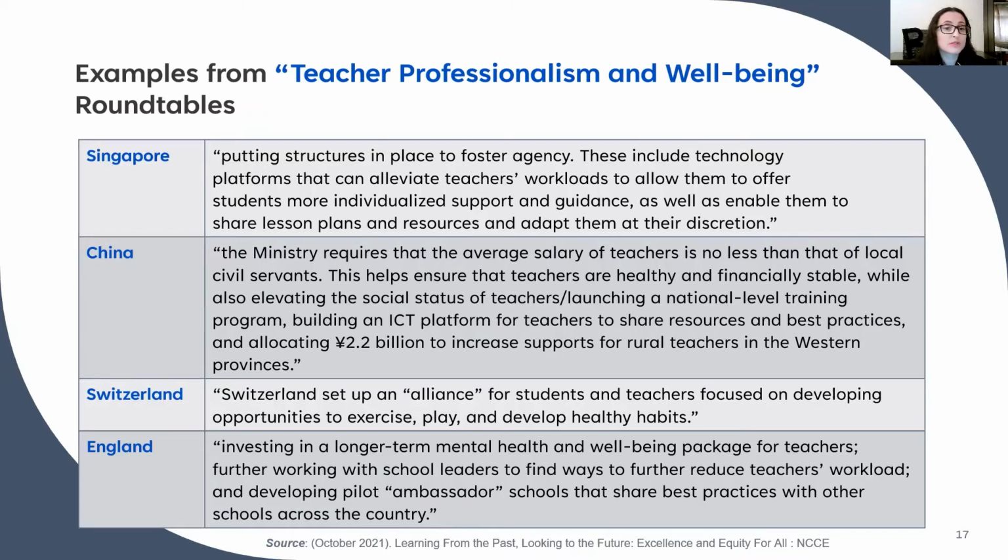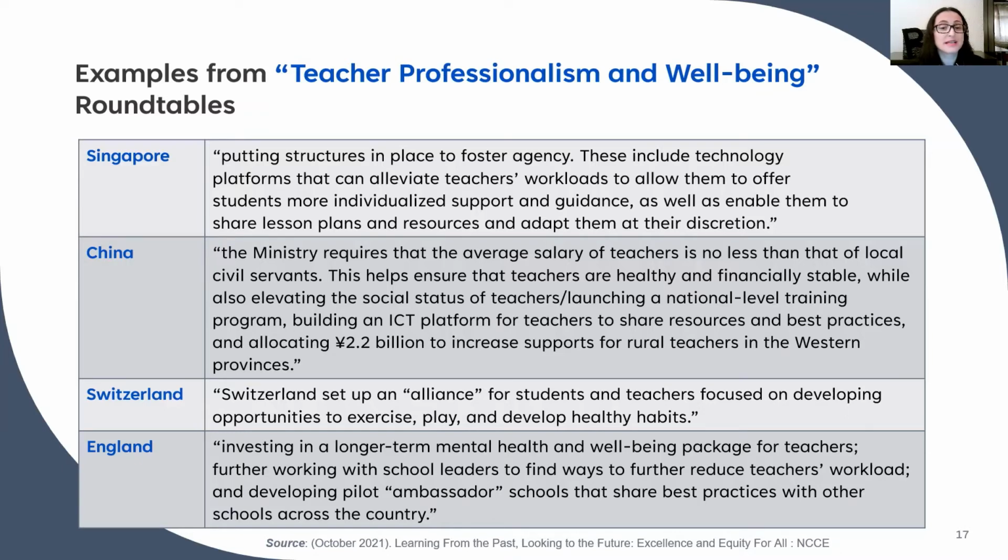China, for example, the ministry requires that the average salary of teachers is no less than that of local civil servants, the government employees. This helps ensure that teachers are healthy and financially stable, while also elevating the social status of teachers. They were launching also a national level training program, building an ICT platform for teachers to share resources and best practices, and allocating 2.2 billion yuan to increase supports for rural teachers in the Western provinces.